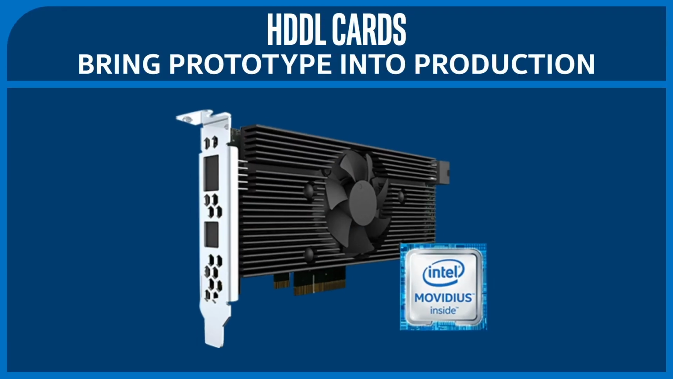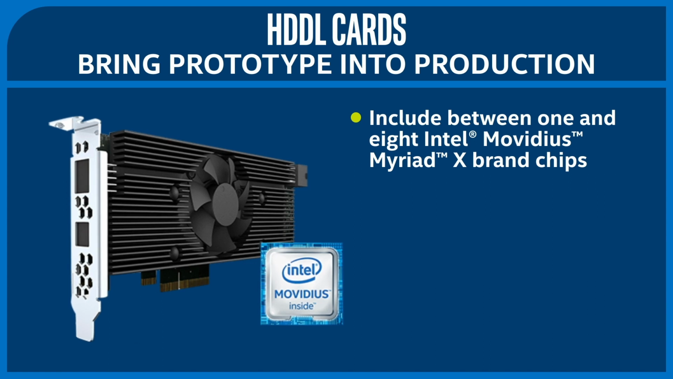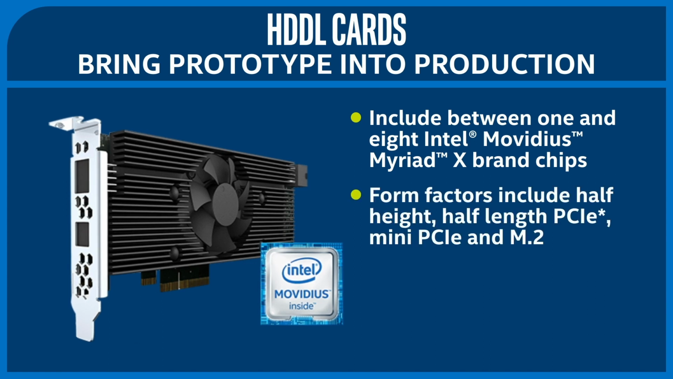In this episode, we introduce some HDDL solutions and talk about how they can be used to optimize a real-world computer vision pipeline. HDDL Vision Accelerator cards feature the same Movidius Myriad X technology that we saw in the Intel NeuroCompute Stick episodes. The HDDL cards have between 1 and 8 Movidius Myriad X chips in a range of form factors such as half-height, half-length PCIe, mini PCIe, and M.2.